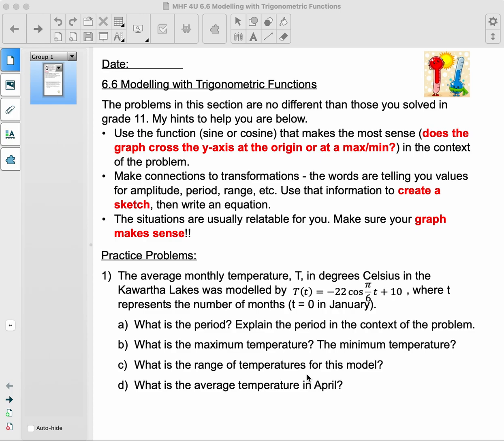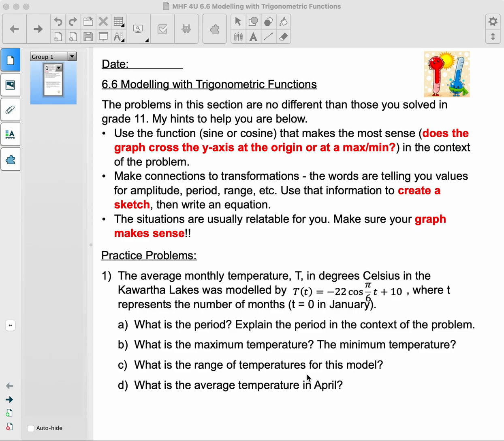The first bullet reminds you to use the function that makes the most sense. Okay, so if a cycle starts at the origin, or does it start at a max or a min, that tells you if you should use sine or cosine. So draw a picture. If you make a sketch, then usually you can figure out which function is easiest to use, depending on what's where at the beginning of a cycle of your graph.